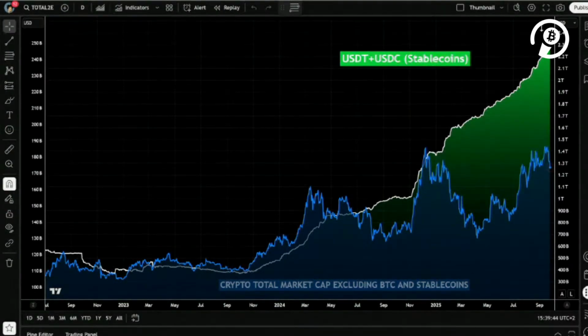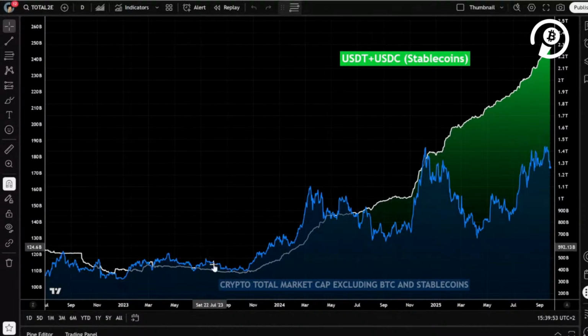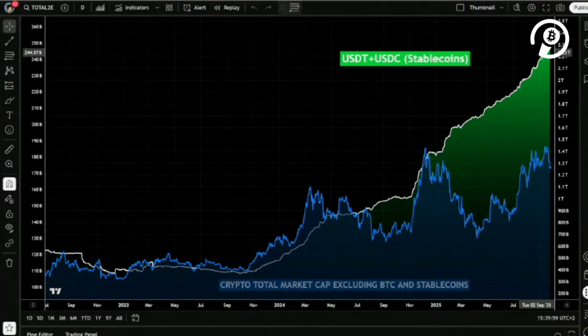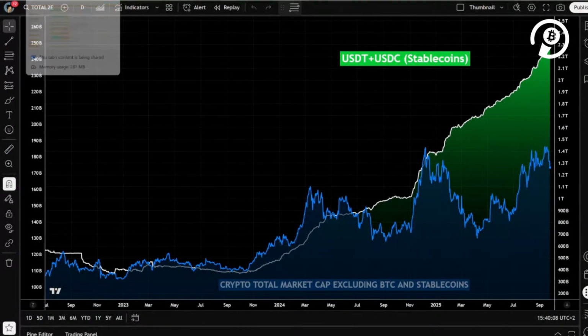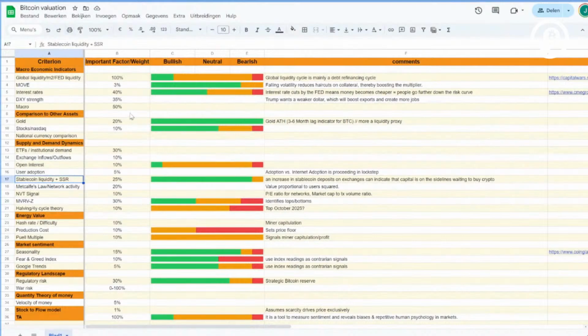So you see this big gap. Normally a gap like this, we see in the early phases of a bull market right before prices go up. Normally it moves in sync, but at the moment there is a very big gap. And I think this gap will get filled because it's impossible that stablecoins keep moving up while crypto is not going up. So to me, that's bullish as well. Yeah, I gave this an importance factor of 25%, but it's super bullish at the moment.